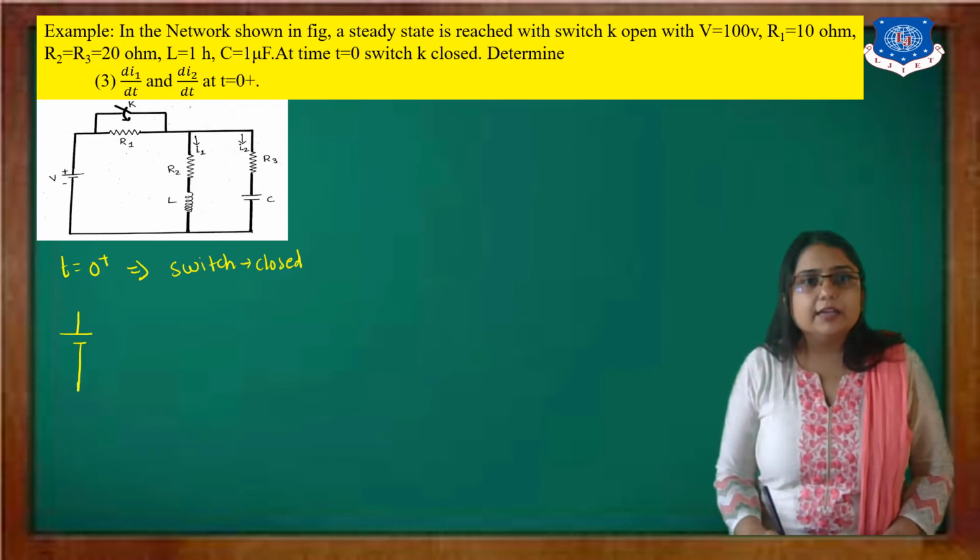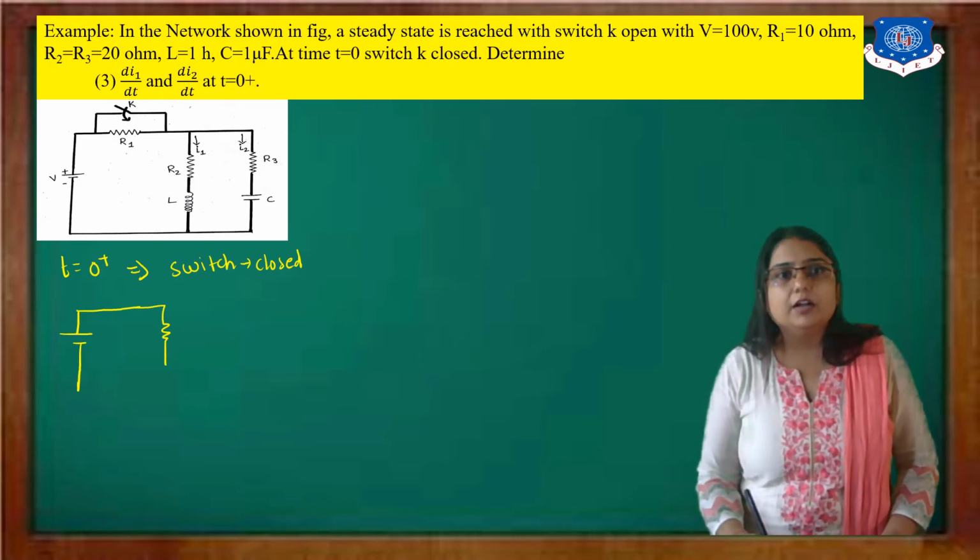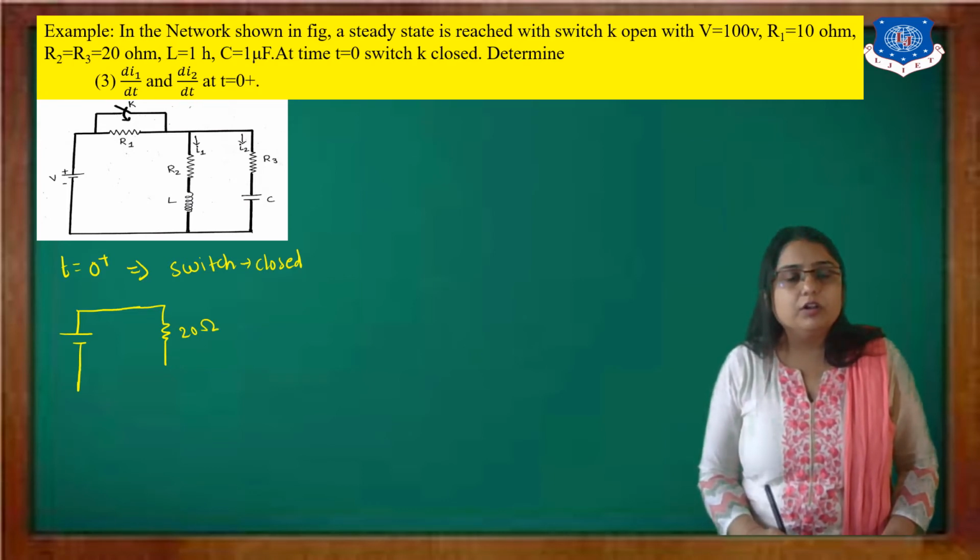So in this diagram, the switch condition is closed. The value of R2, I am just writing, is 20 ohm. And here the voltage is 100 volt. And this inductor is as it is. The value of the inductor is 1 Henry.